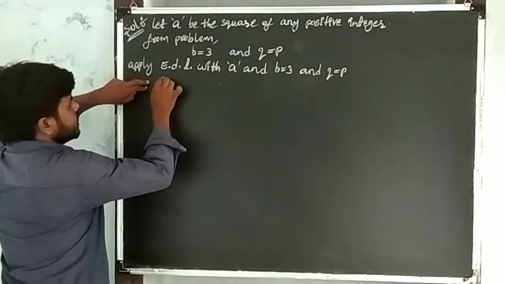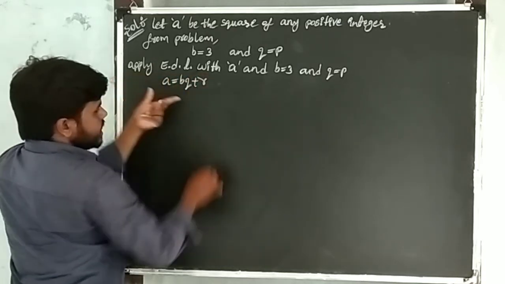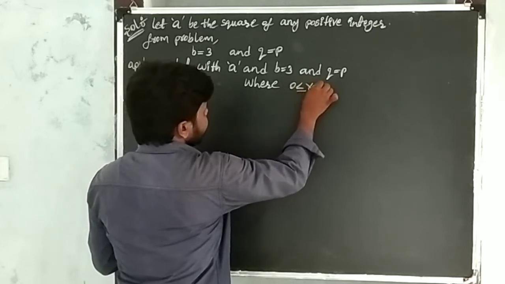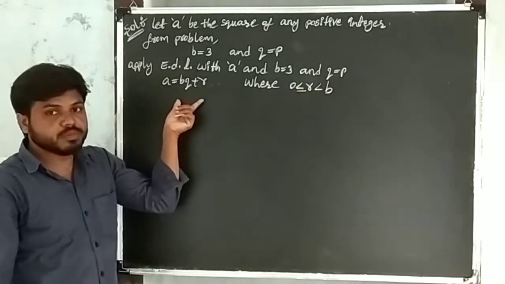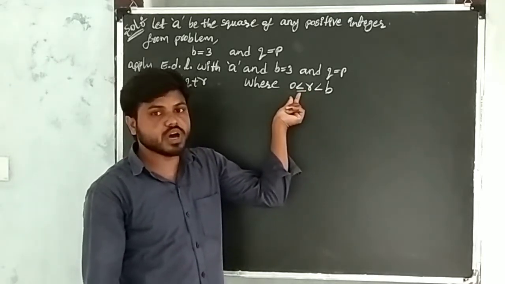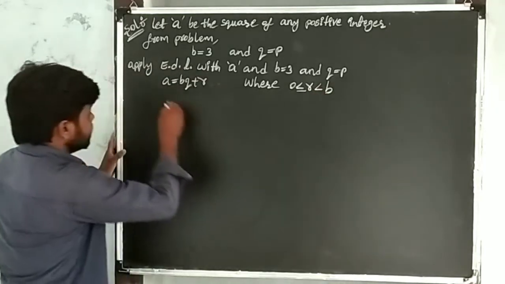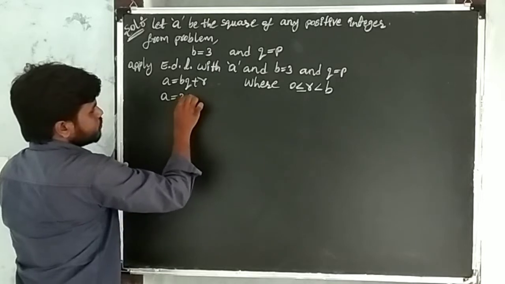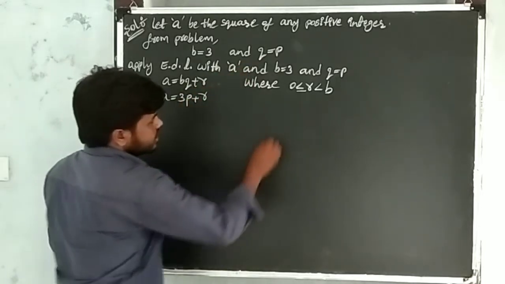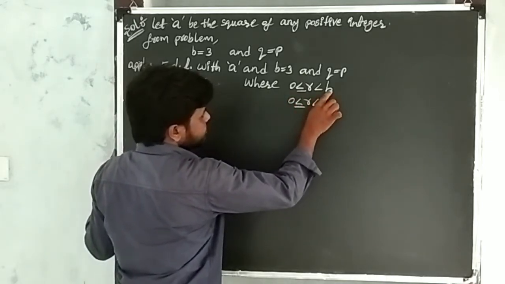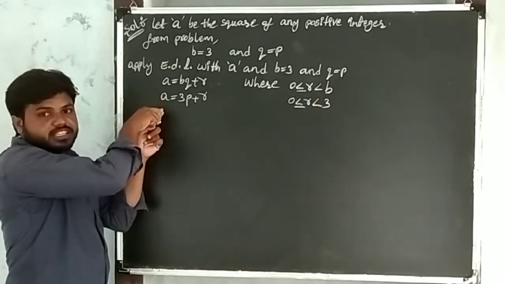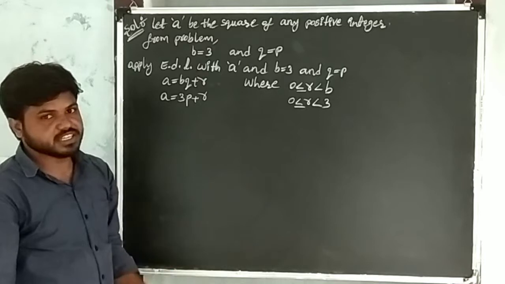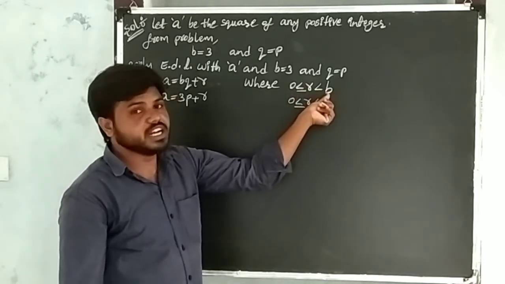Now Euclid's division lemma is a equals bq plus r, where 0 is less than or equal to the remainder, which is less than the divisor. I write a equal to the divisor 3, times the quotient p, plus the remainder, where 0 is less than or equal to r, less than the divisor 3.